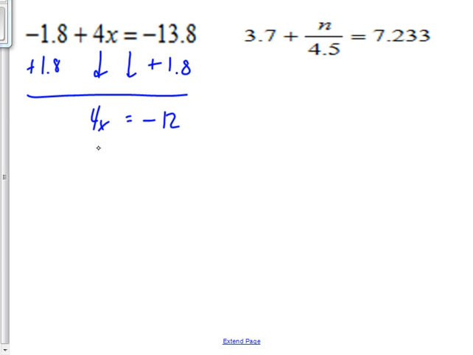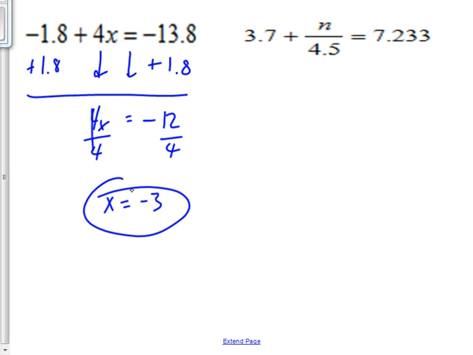negative 12. Then I'm going to divide both sides by 4. Again, this was a positive, so I didn't have to bring anything down. That'll cancel my 4, so x is going to be negative 3. Now again, check that. So I'm going to take negative 1.8 plus 4 times negative 3. That gives me negative 13.8, which works. Okay, always check it before you circle.